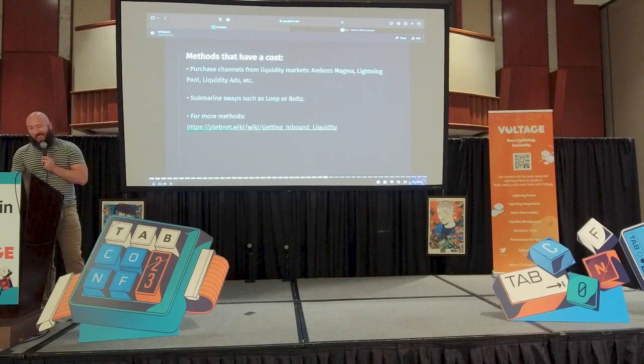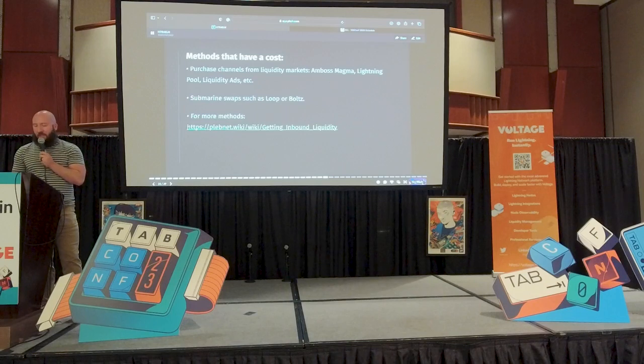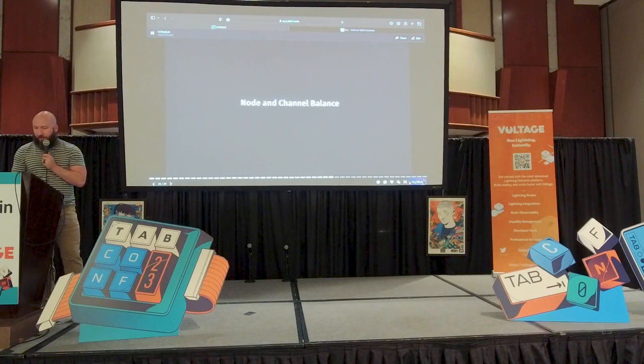So the PlugNet wiki is phenomenal at this. If you want to make a note of that, PlugNet.wiki/wiki, getting inbound liquidity is phenomenal for that.